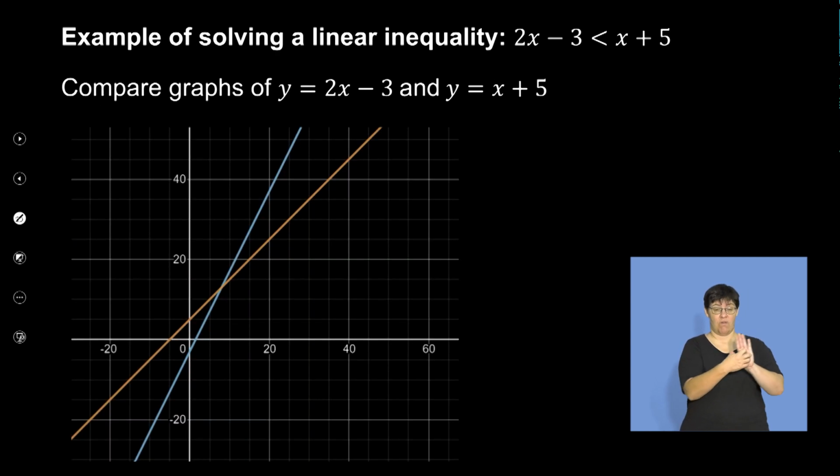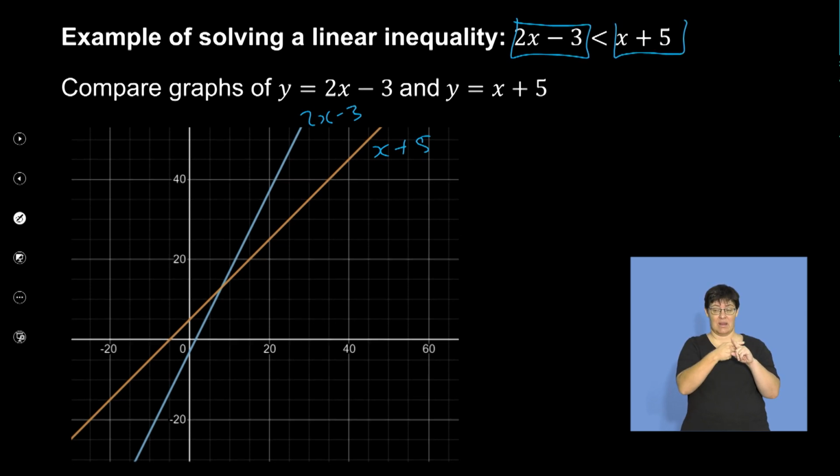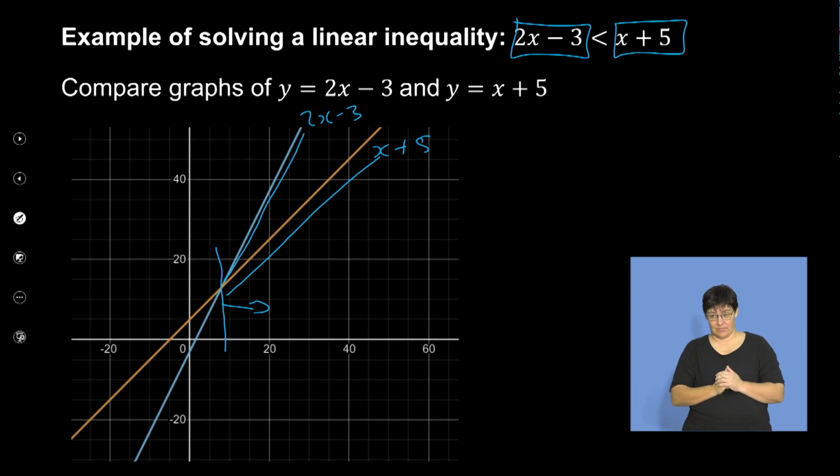So to show you the two graphs, my blue graph here will be the 2x minus 3, and the other color here, which is like orange, will be x plus 5. Now this is simply saying I want where the blue graph is below the x plus 5 graph. Now we will look at where they are first intersecting, right? And we use that as our midpoint. On the right hand side of this, you can see the blue graph is above the orange graph. But on the left hand side here, the blue graph is below the orange graph.